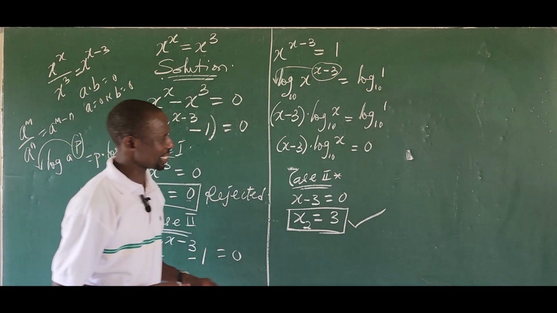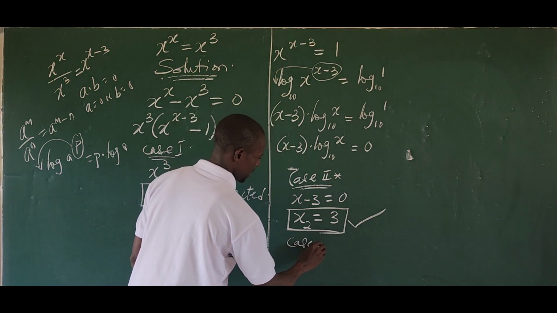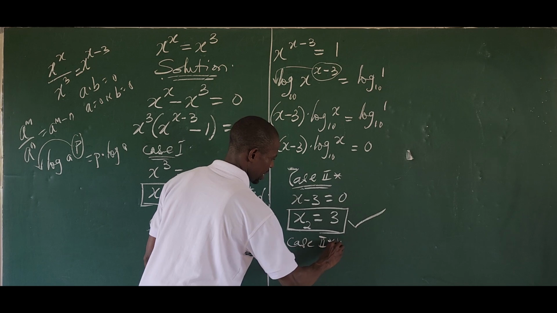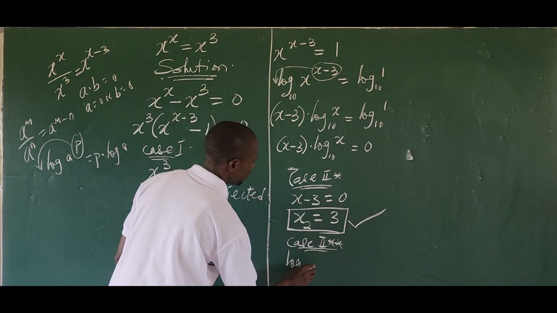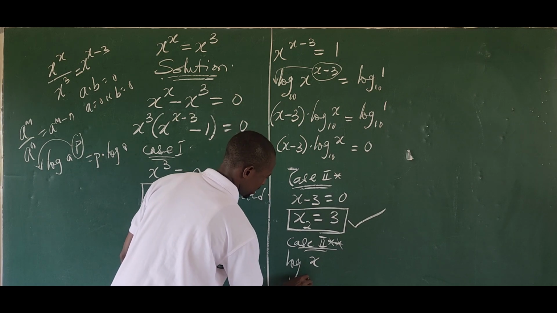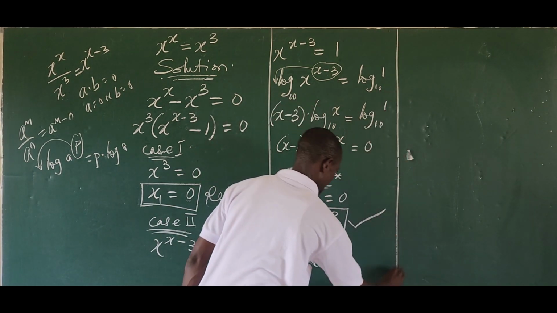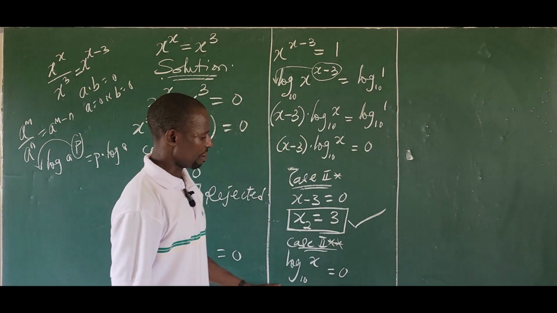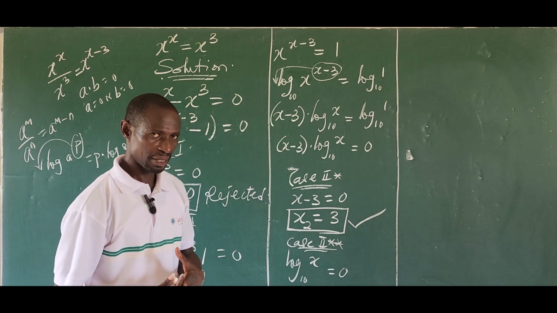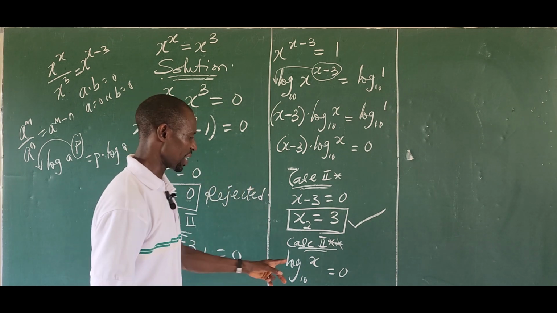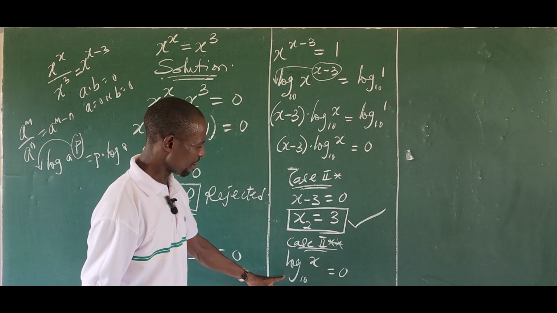Okay, so if this is accepted, let's take this other side. So we have case 2 of star star. So we take this here to give us our log. We have log x base 10 equal to 0. So how do we get the value of x from here? Now, there is a strong relationship between indices and logarithm. Or better still, we can rewrite this in another format. Okay, so what is that format?